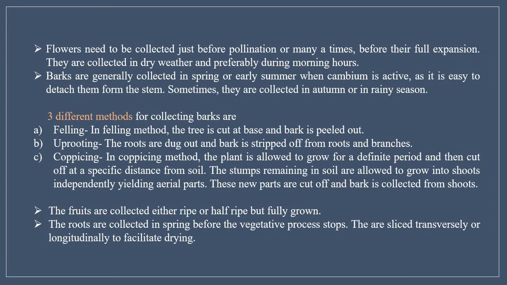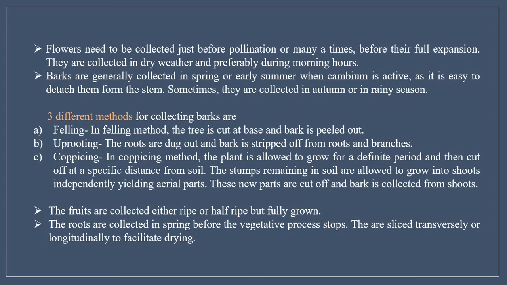The barks are generally collected in spring or early summer when the cambium, that is the dividing part, is active, as it is easy to detach them from the stem. They are also collected in autumn or in rainy season for the same reasons. There are three main methods for collecting barks.